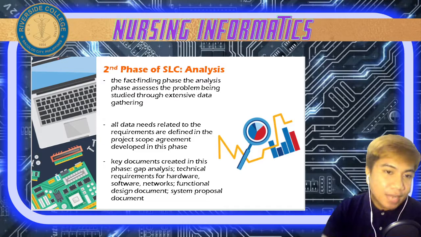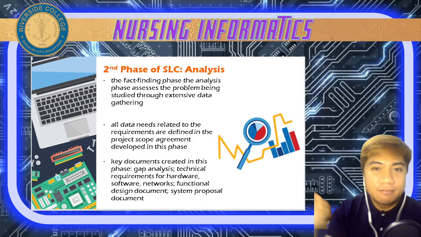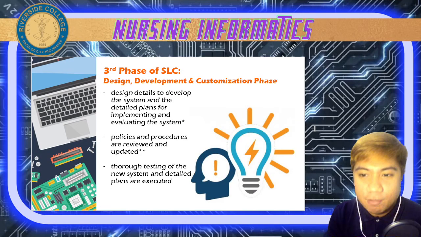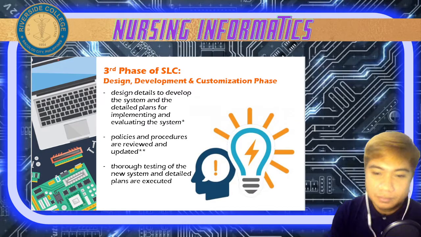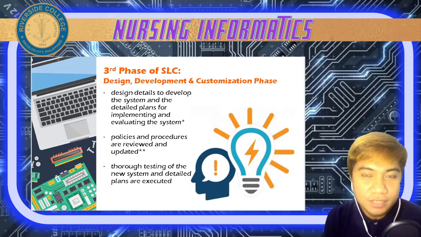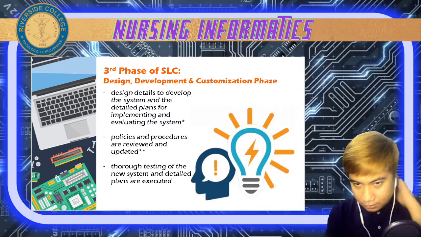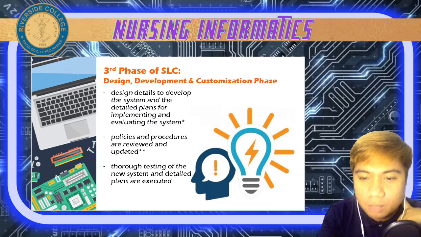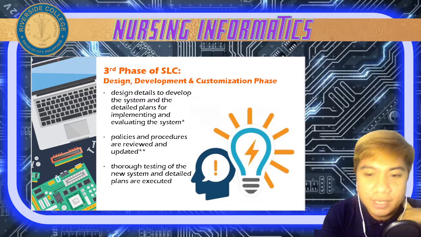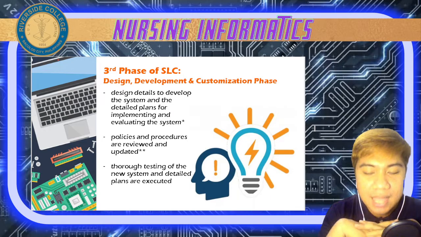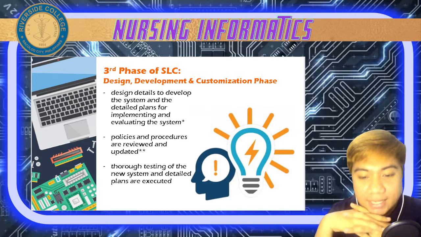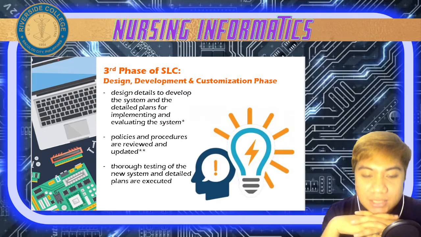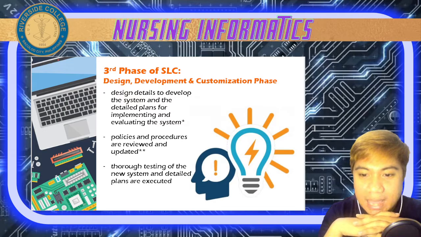So once nakaplano na, okay, planning, and then followed by analysis, we now go with the design, development, and customization. Okay, so this is the third phase of your system life cycle. So the design details to develop the system and the detailed plans for implementing and evaluating the system. So it evolves for both technical and functional components. Next is we have your policies and procedures that are reviewed and updated.